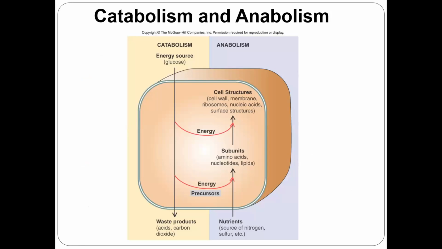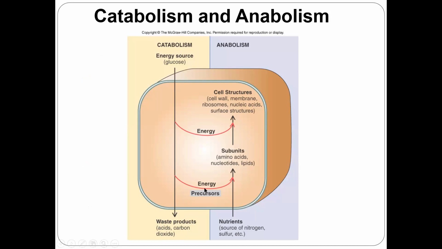Okay, so this is another picture which is showing catabolism and anabolism. You can see we have, let's say, glucose. In catabolism, we generate energy, then we have waste products generated, like acid and carbon dioxide, which is a gas. So based on these waste products, we could see the color change in the bacterial media. We can do a biochemistry test.